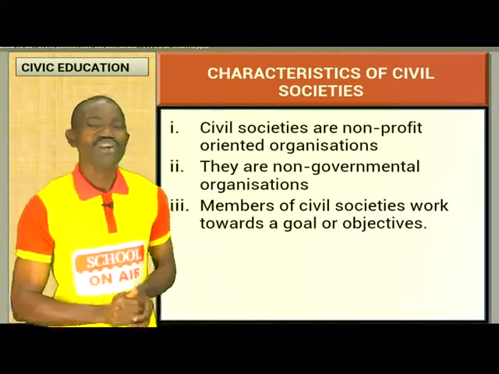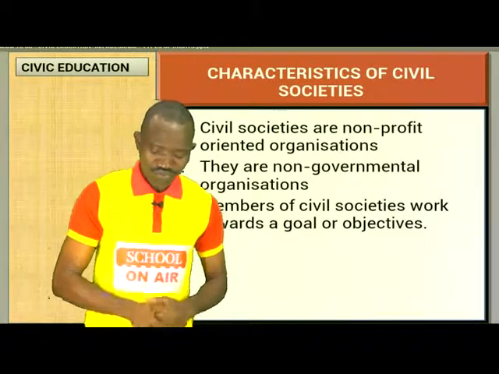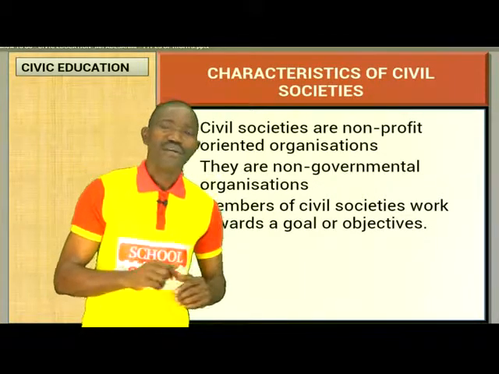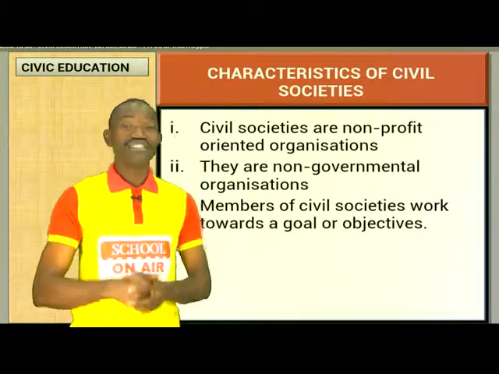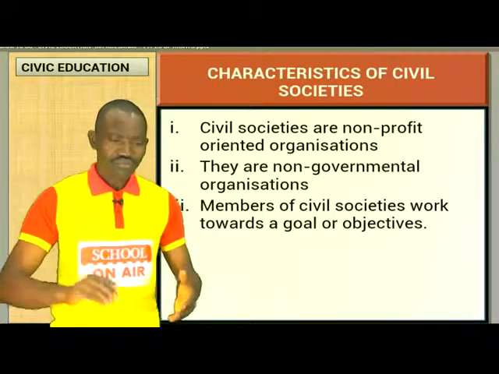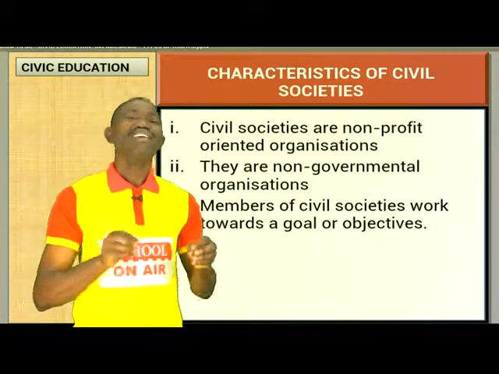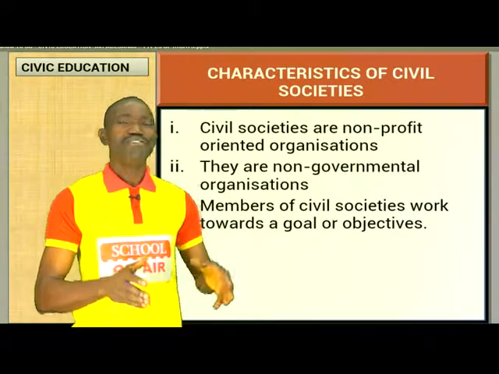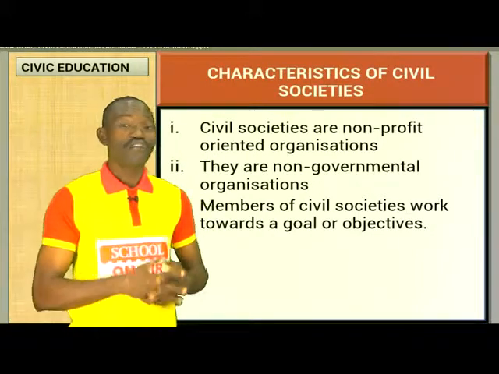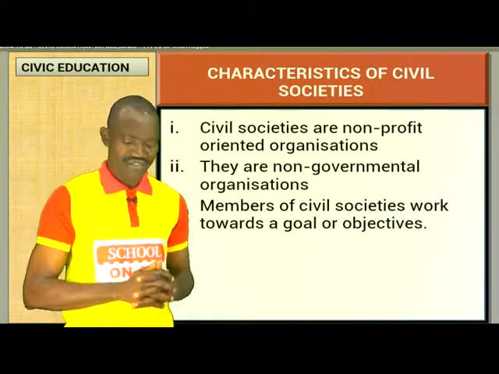Number three, members of civil societies work towards a goal or objectives. Unlike a public servant who is employed by the government, who is given a specific assignment day in, day out, civil societies work towards a goal or objective. For example, the gender-based group have a target. And what is their target? To fight for the interest and welfare of the female gender. The faith-based group have their own objectives. And what do they do? They ensure the welfare of members of their group. For example, the Christian Association of Nigeria sees to the welfare of Christians, while the one for the Muslim sees to the welfare of the Muslim in general.